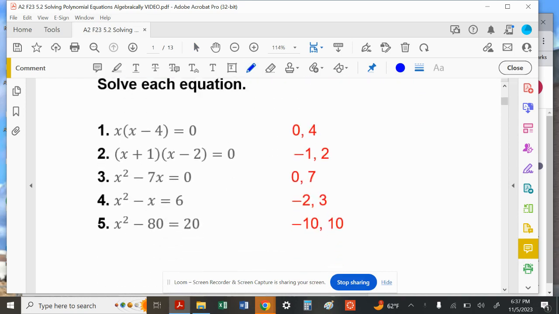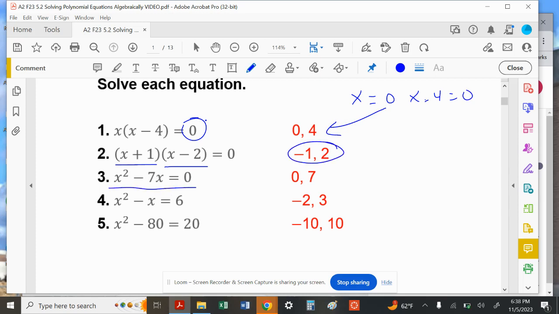Remember that our ultimate goal is to set the equation equal to 0. So we have x times x minus 4. That means x equals 0 and x minus 4 equals 0, and then we get those two answers. This one is x plus 1 equals 0, x minus 2 equals 0. So therefore we get negative 1 and positive 2.